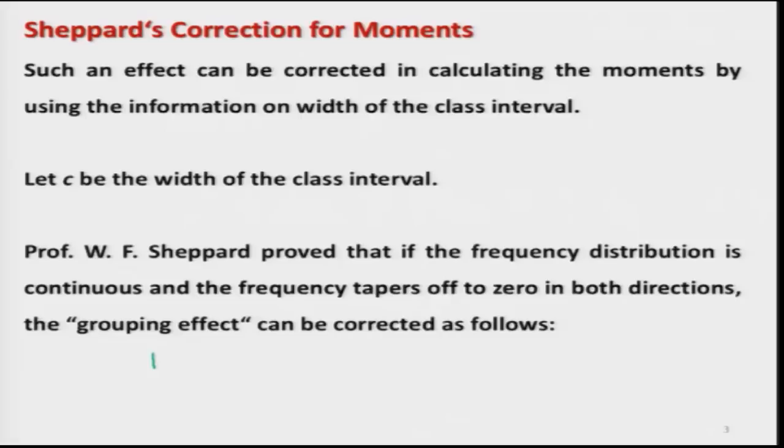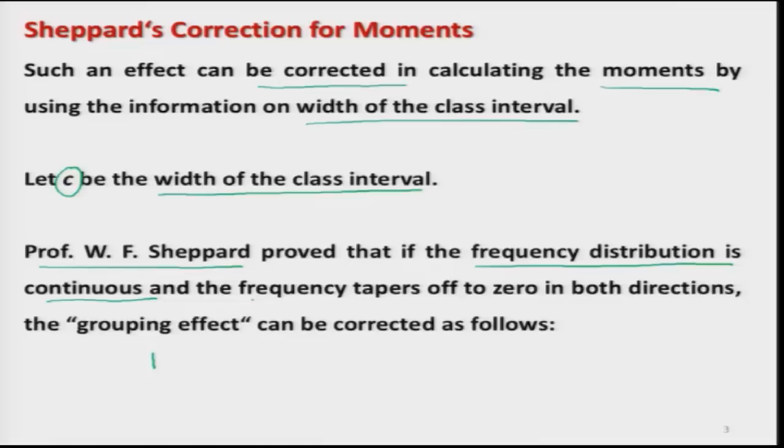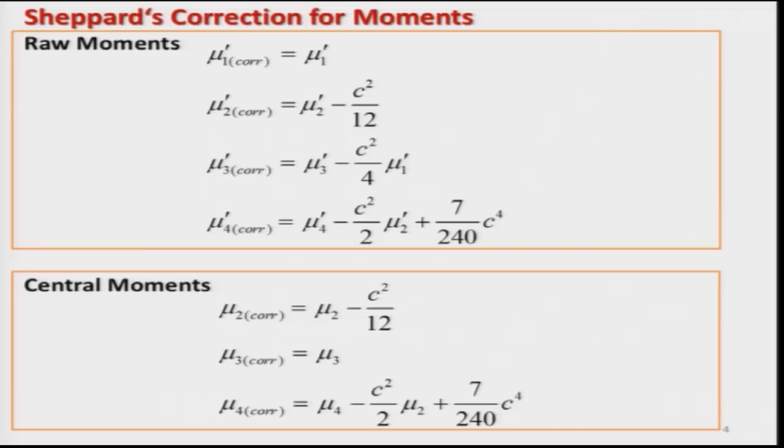Now, how do we improve these values and take care of the grouping error? This effect can be corrected in calculating the moments by using the information on the width of the class interval. So, this is pretty simple. Let us assume that small c denotes the width of the class interval. Then Professor W. F. Sheppard proved that if the frequency distribution is continuous and the frequency tapers off to 0 in both directions, that is on the left hand side and right hand side, then this grouping effect can be corrected as follows. And he provided the values of raw moments and central moments after applying the changes.